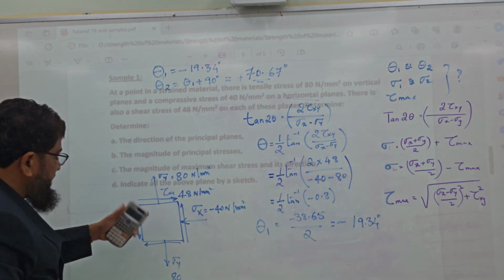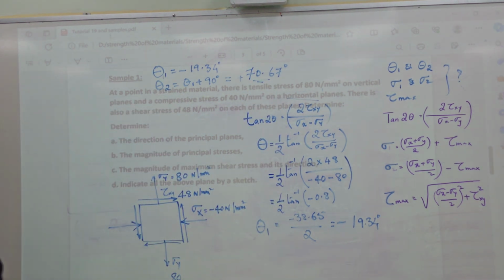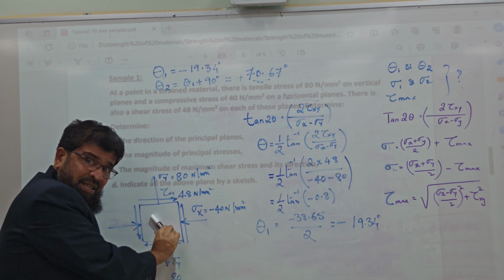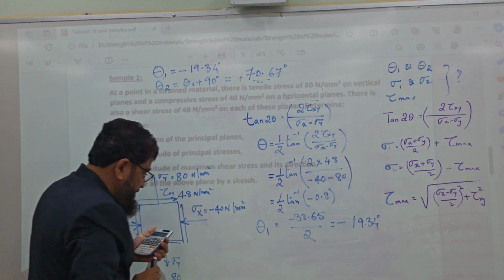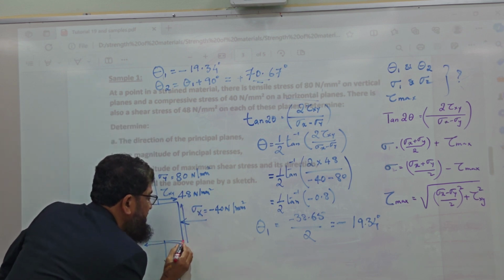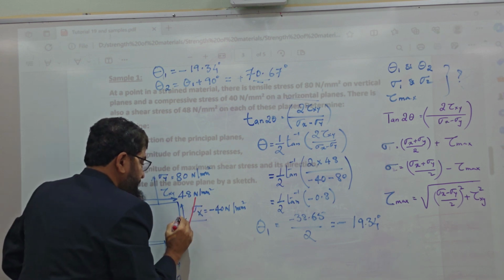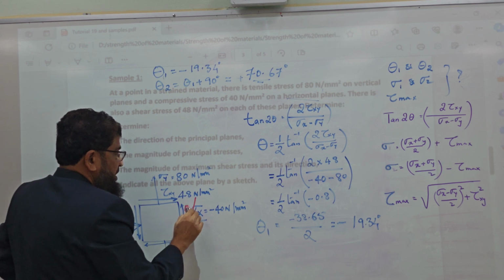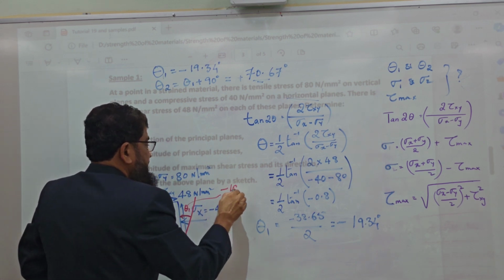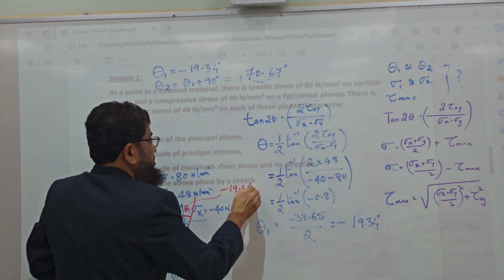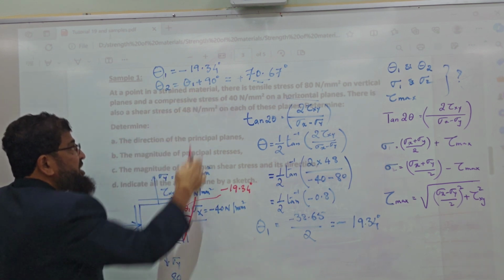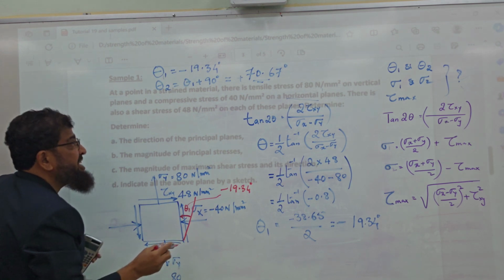So you have to be a bit careful now here. Let me use another color just to show you. Theta 1 is what? Minus 90. From the vertical, this side is positive, this side is negative. So where is your first plane? Your first plane is somewhere over here. That is theta 1. How much theta 1? Minus 19.34 degree. And when you come over here from the vertical, how much is this? 70 point.